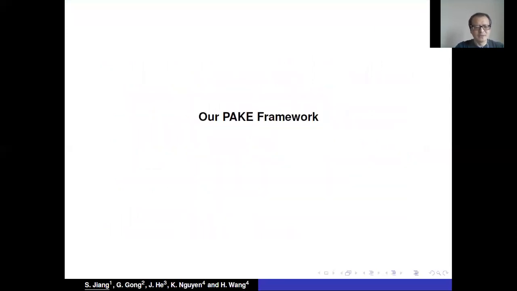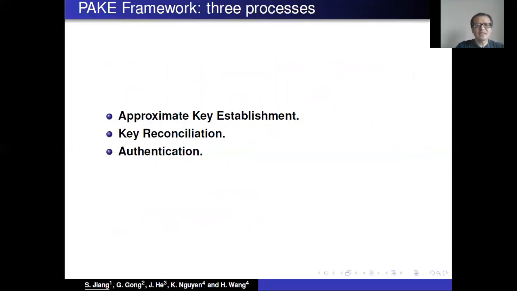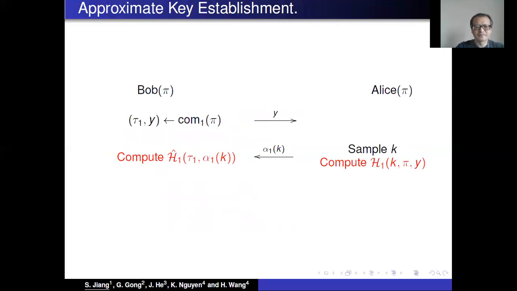Then we are going to introduce our PAKE framework. We can introduce this with three components, three basic protocols. The first one is approximate key establishment. In this case, Alice and Bob will try, based on the password, to establish a common, approximately equal secret.